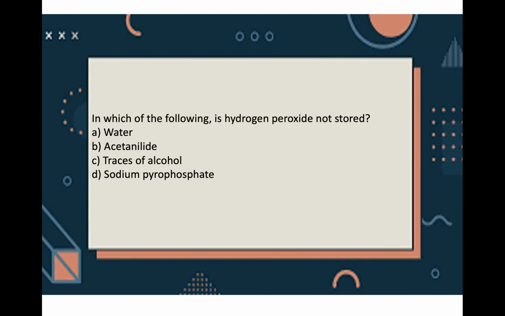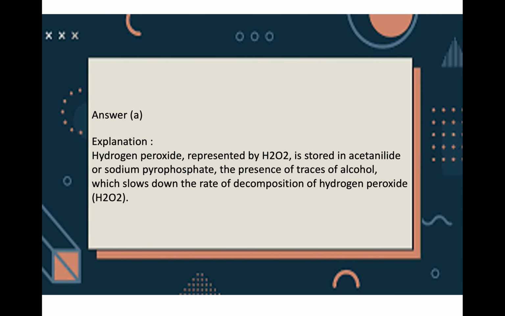Next question: in which of the following is hydrogen peroxide not stored? A, water; B, acetanilide; C, traces of alcohol; and D, sodium pyrophosphate. The answer is A, water, because H2O2 is normally stored in acetanilide or sodium pyrophosphate, because the presence of alcohol slows down the rate of decomposition of hydrogen peroxide. Otherwise it will decompose very quickly.